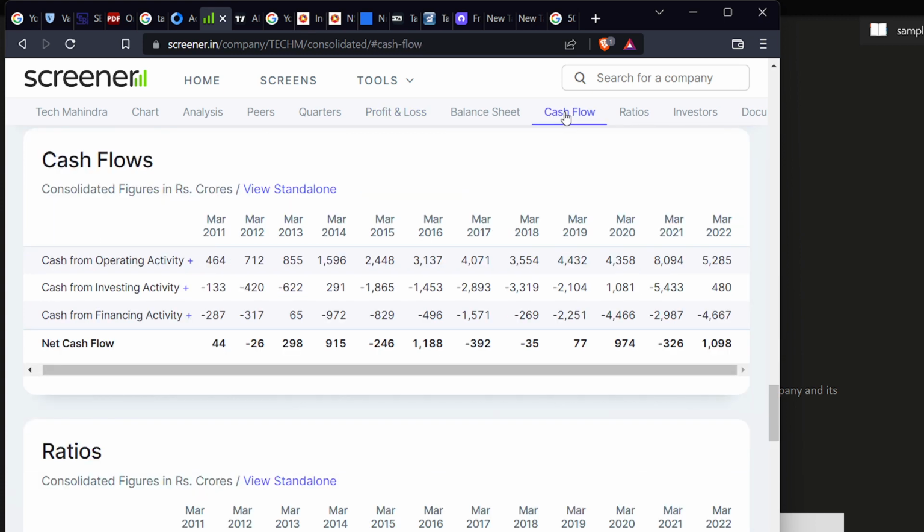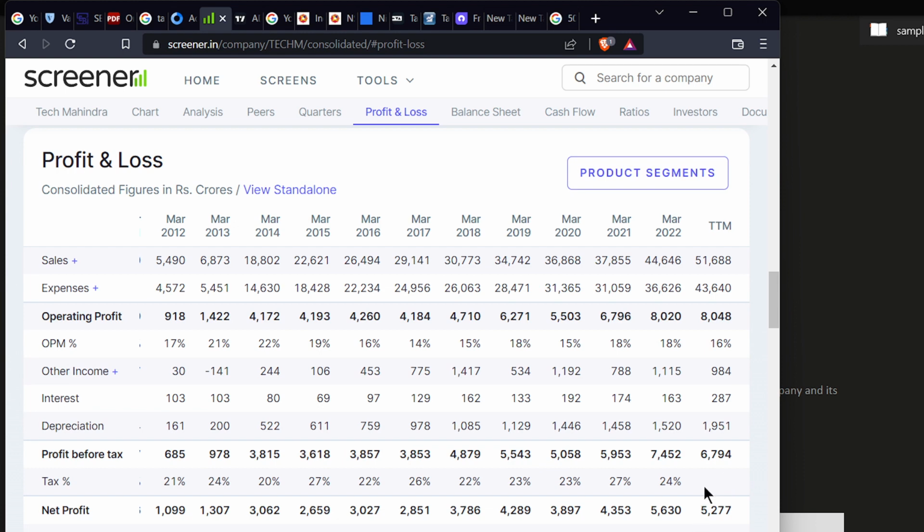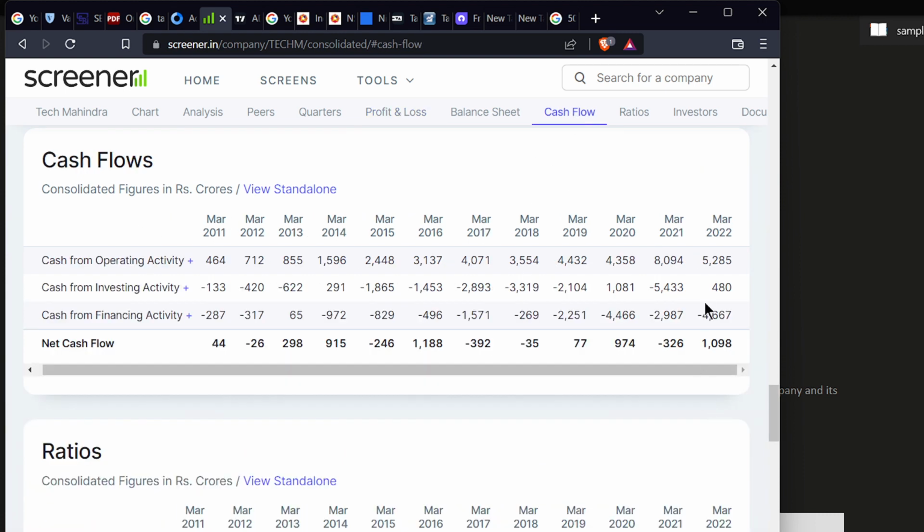When you go to cash flow, the cash from operating activity is showing 5285. So it is missing around 250 crores. Why is it missing? It means they sold products worth 5630 crore, but they received only 5285 crore. The remaining amount they are yet to get. So the cash flow will show me the actual amount they are getting.